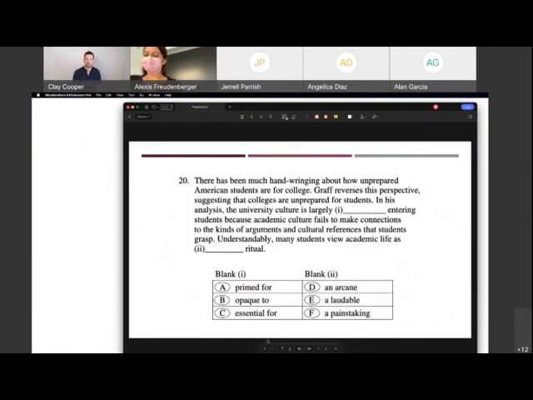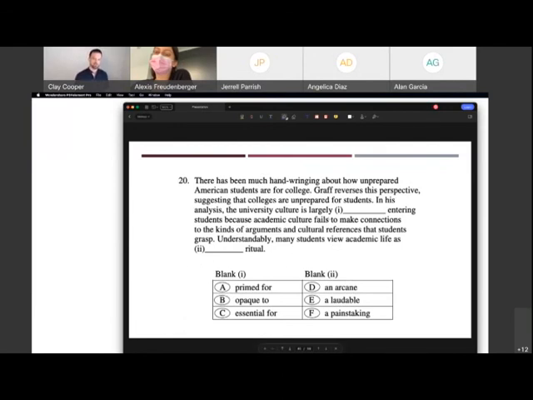Okay, so let me just do 2 of these real quick. There's been much hand wringing about how unprepared American students are for college. Not at UNLV. I don't know who these nerds are looking at, but not us. Graff reverses this perspective, suggesting that colleges are unprepared for students. Also not at UNLV. In his analysis, the university culture is largely blank entering students because academic culture fails to make connections to the kinds of arguments and cultural references that students grasp. Understandably, many students view academic life as blank ritual.